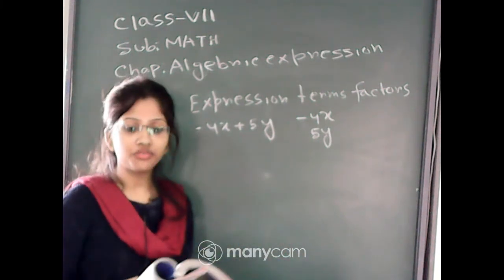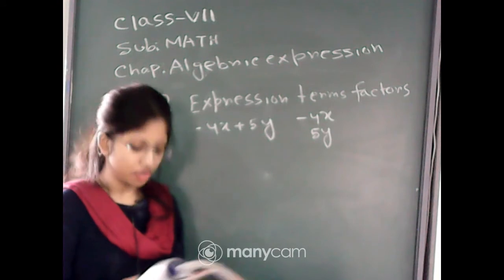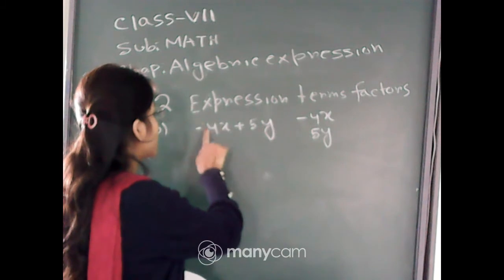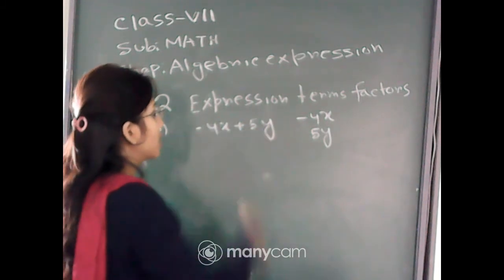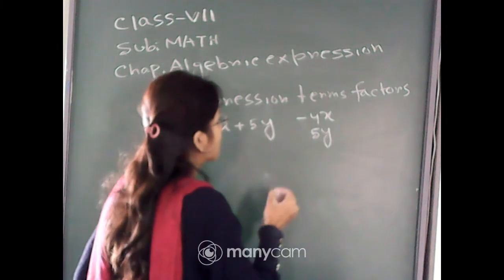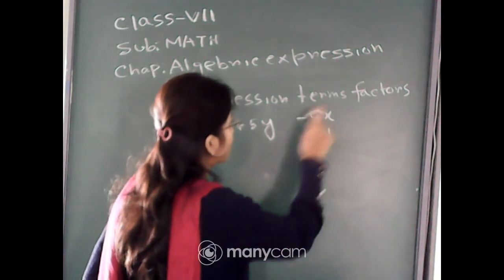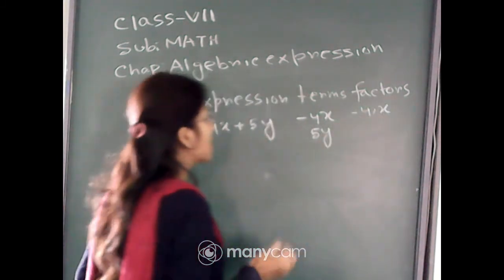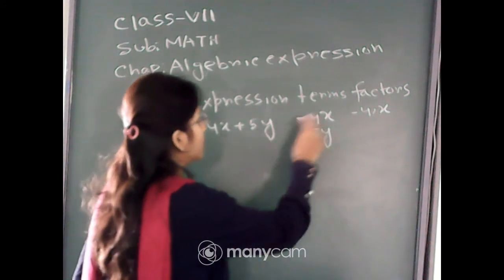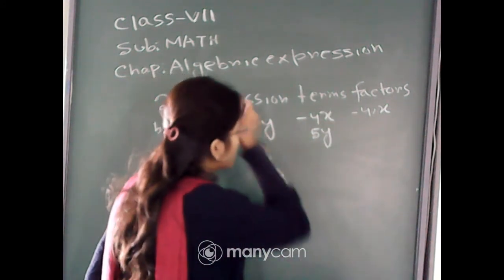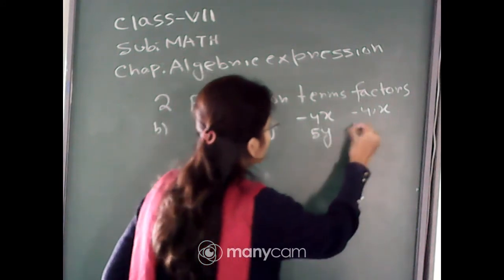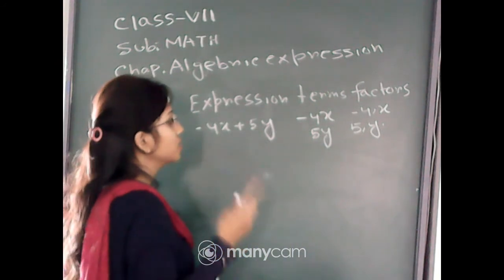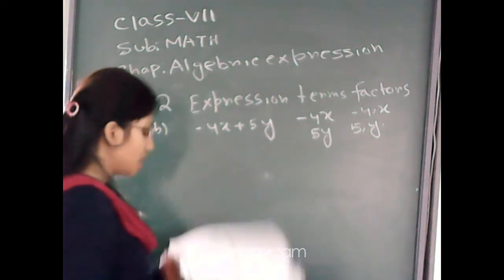Page 234. Now the algebraic expression contains the terms minus 4x and 5y, and the term minus 4x is the product of minus 4 and x. Therefore, we can say that minus 4 and x are the factors of the term minus 4x. Also, the term 5y is the product of 5 and y. Therefore, 5 and y are the factors of the term 5y.